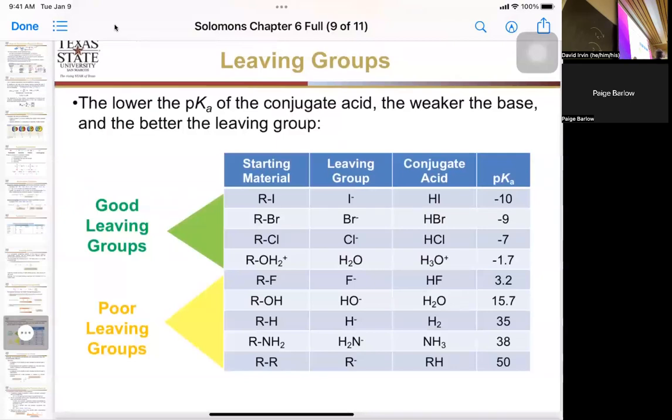Now, as we go above 0 on our pKa for the conjugate acid, we start losing its ability. In fact, we get worse and worse and worse. Fluoride is a worse leaving group than water or HCl. Hydroxide is worse than fluoride. An R group, a carbon with a negative charge, is a horrible leaving group. You hardly ever see it.